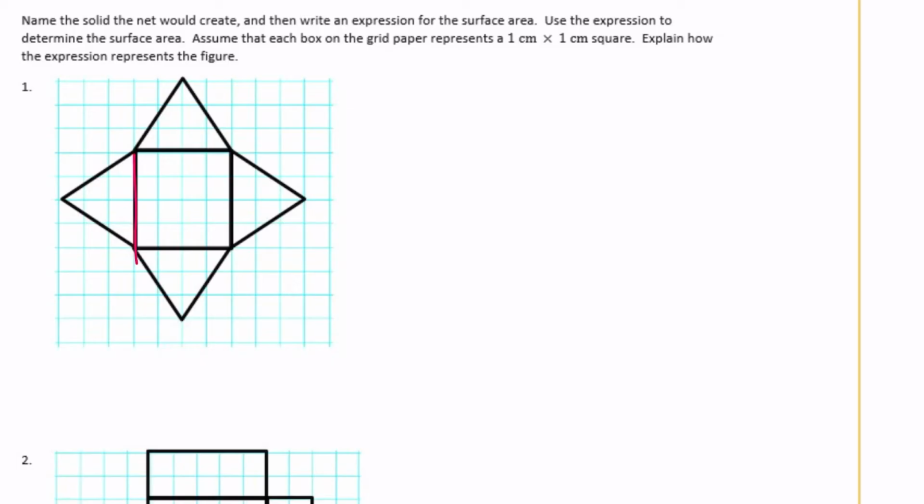So the base is, let's see, it's 4 centimeters by 4 centimeters. So it's a square because it's all 4 centimeters. So we have a square, and then it only has one base, so it's going to fold up into a pyramid. So this is called a square pyramid. So now let's create an expression for the surface area.